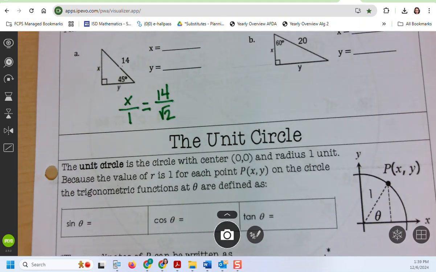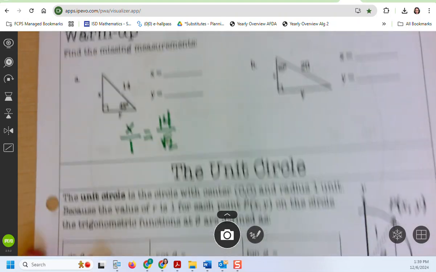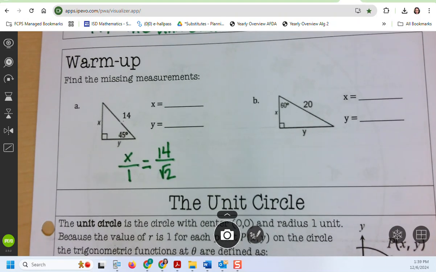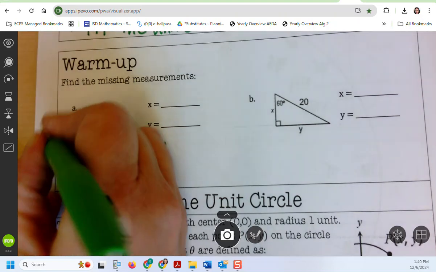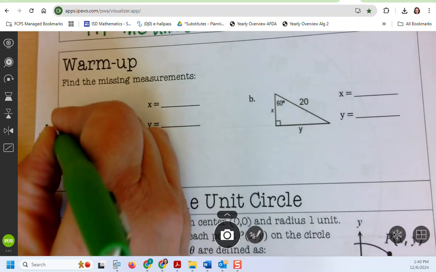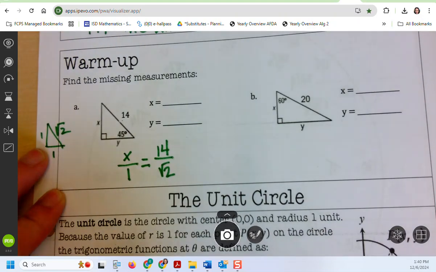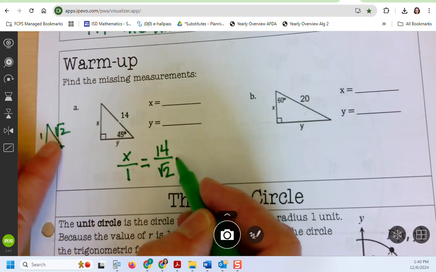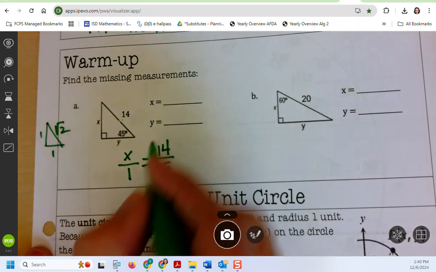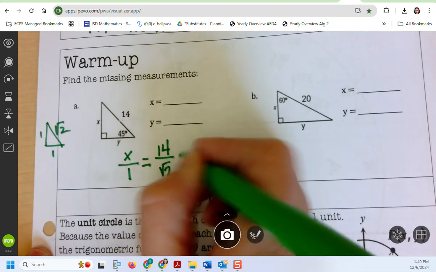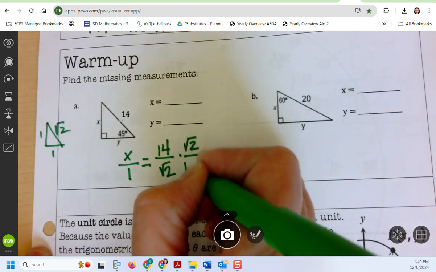Let's see. Okay, so just to repeat real quick, since I forgot to record before, we did the leg of this triangle over the leg of our triangle from geometry class, which is 1, and then equals the hypotenuse of this triangle over the hypotenuse of the triangle we learned in geometry class. And so now we're rationalizing our denominator. So we're going to multiply by root 2 over root 2.